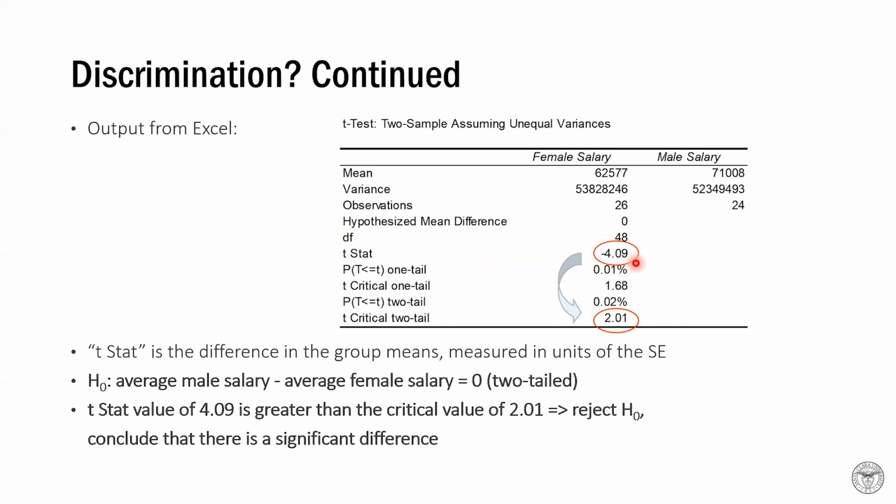Symmetrically, given that this is a two-tailed test, we can also use the absolute value of negative 4.09, that is 4.09, to compare with 2.01 and draw the same conclusion. In conclusion, based on the given samples, there's a significant difference between the female and male salaries.